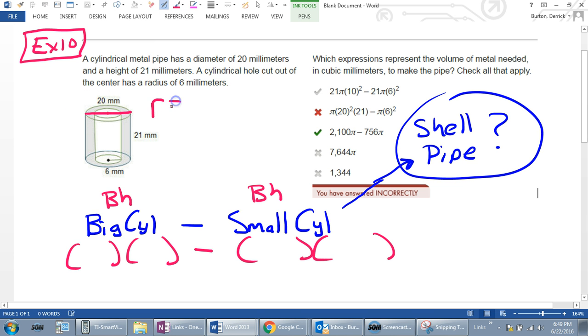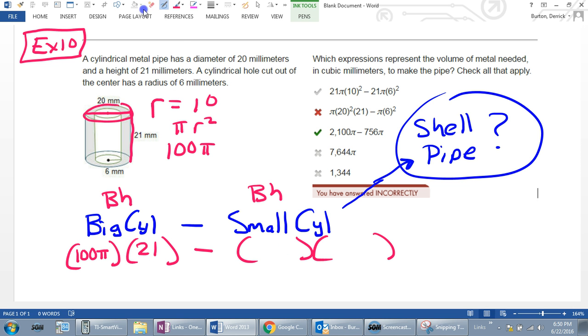For the big cylinder, I'm noticing that the diameter is 20. So what's the radius? If the diameter is 20, what's the radius? The radius is 10. Now this is a circle. So the area of the base, we're talking pi r squared. So that's going to be 100 pi. So the area of the base is 100 pi. The height is 21.